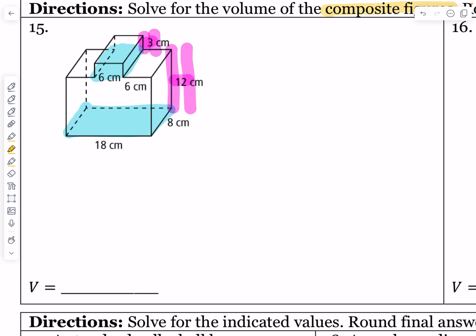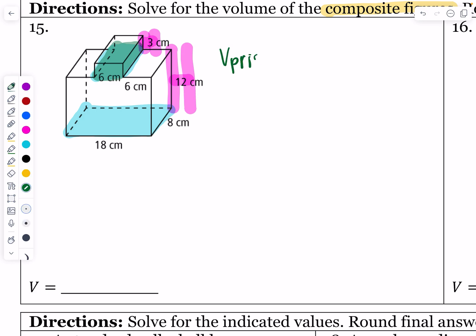And so what we're going to do is we're going to color code these, of course. Y'all know I like to color code. And so we're going to find the volume of the shape on top, which I'm going to call the green prism. So I'm going to do that in a different color. I'm going to call that the green prism. So that is going to be the volume of the prism on top.